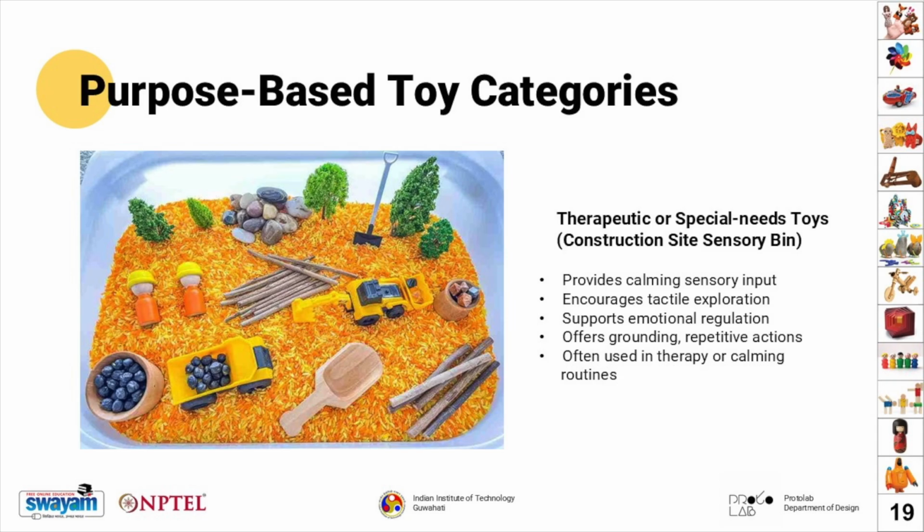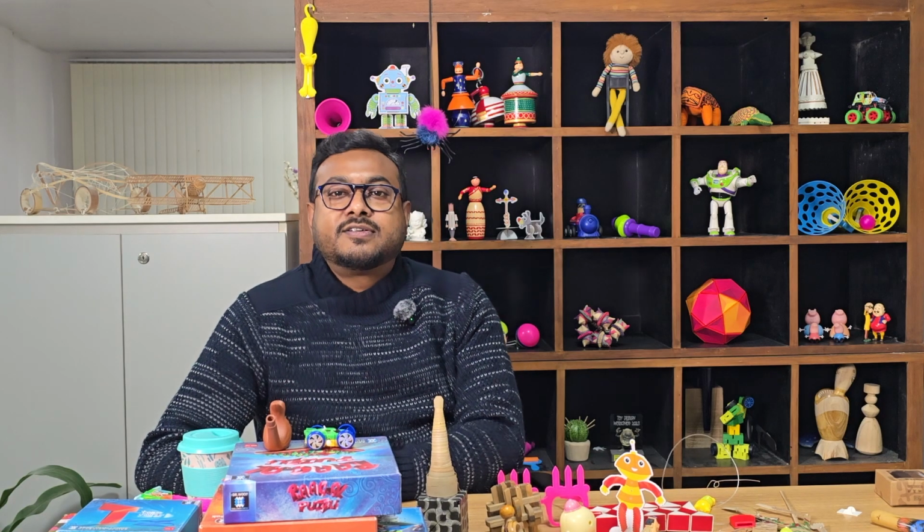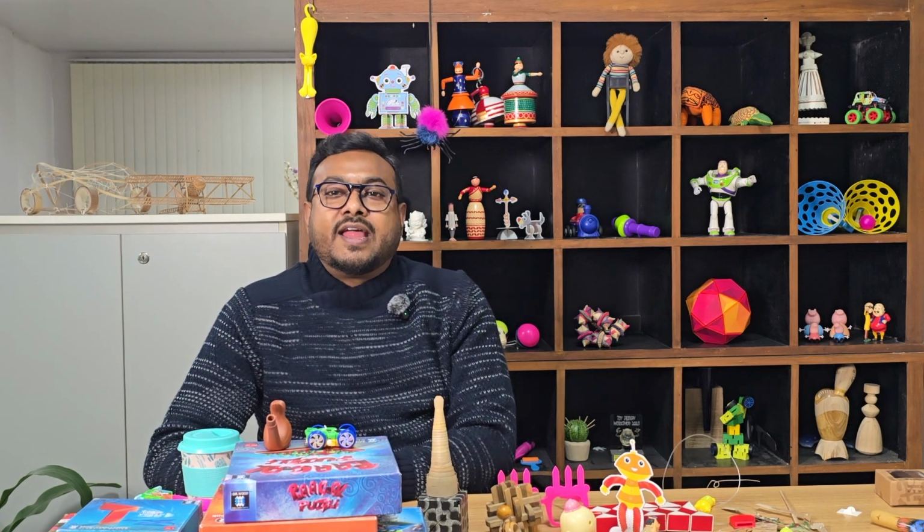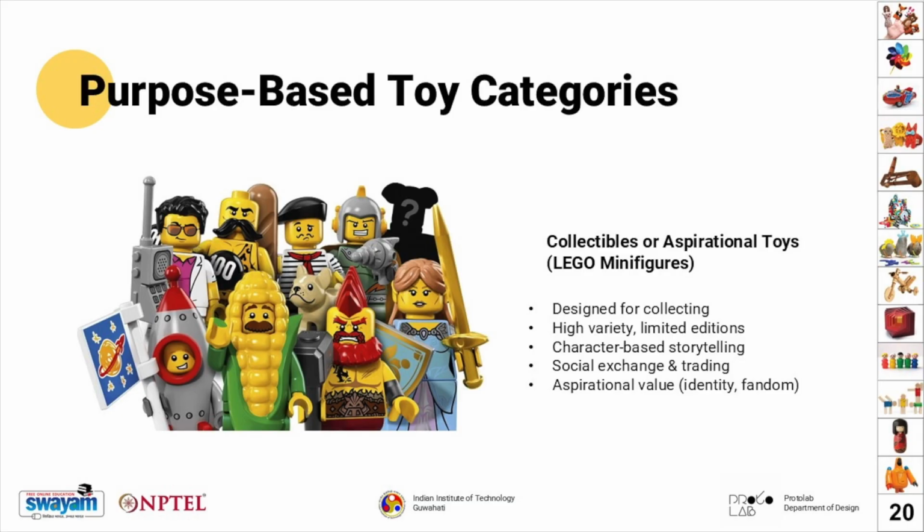They use setups like these to help with anxiety, sensory processing needs, or emotional grounding. Its purpose is not performance, it's comfort, regulation, and calm. The next is the collectible or aspirational toy. These toys tap into identity, preferences, or fandom.